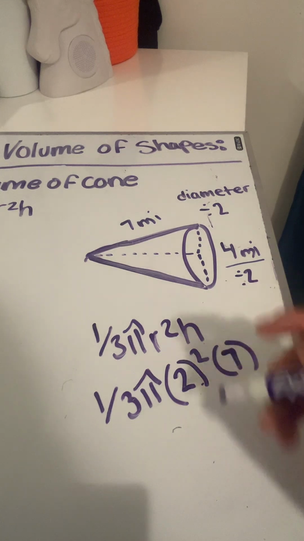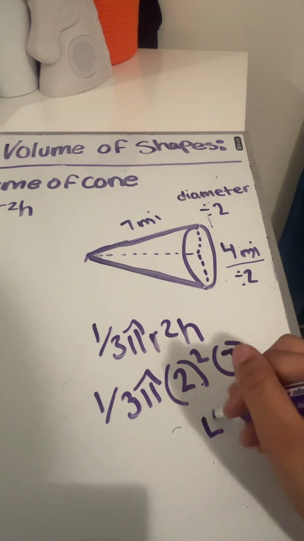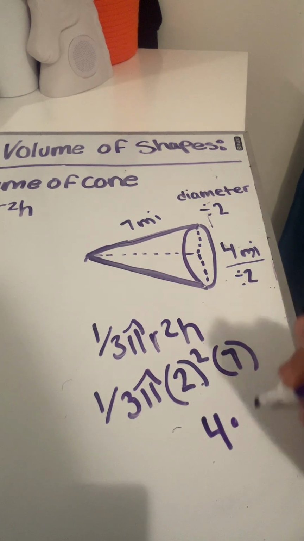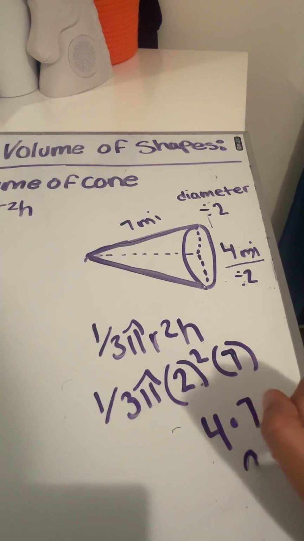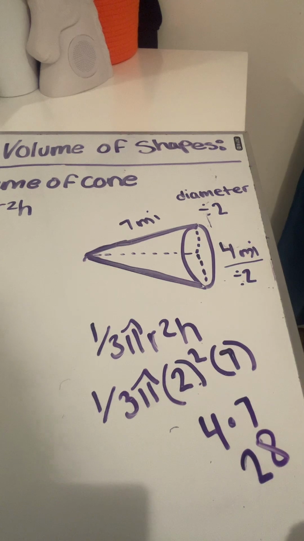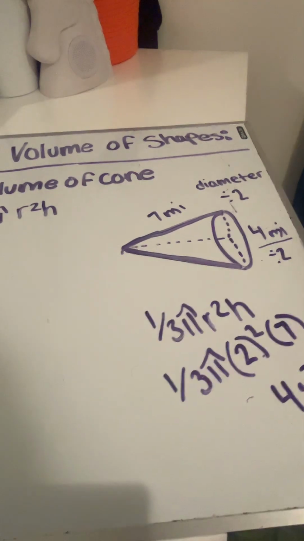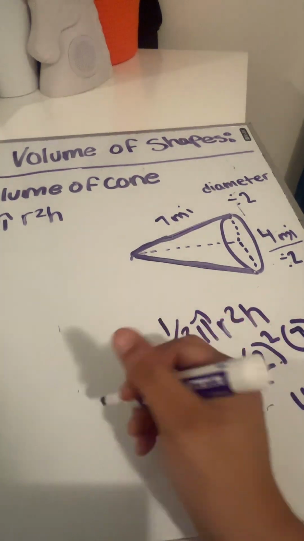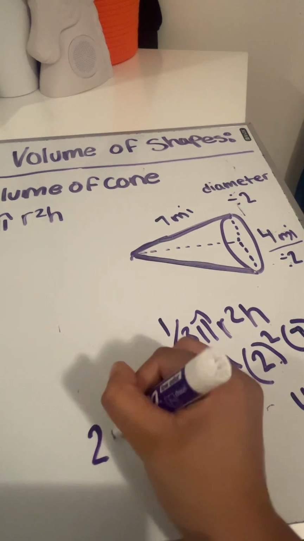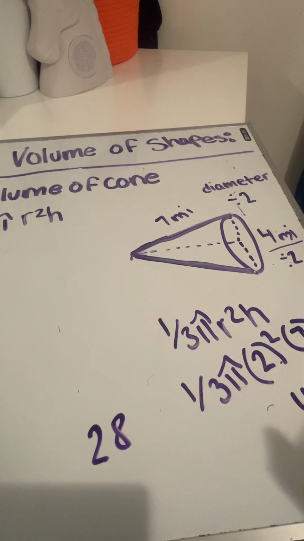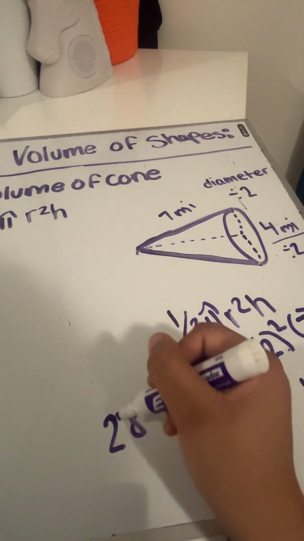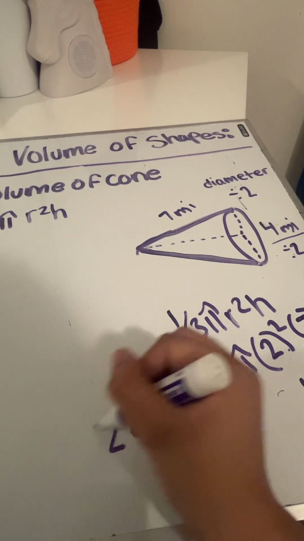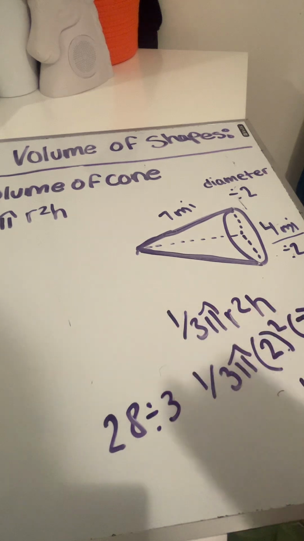Now 2 to the second power will give us 4 times 7. 4 times 7 is 28. Now I'll move this to the side since there's no more space. 4 times 7 is 28. Now with the 1/3, as I said, we need to divide. So we're going to divide this by 3.